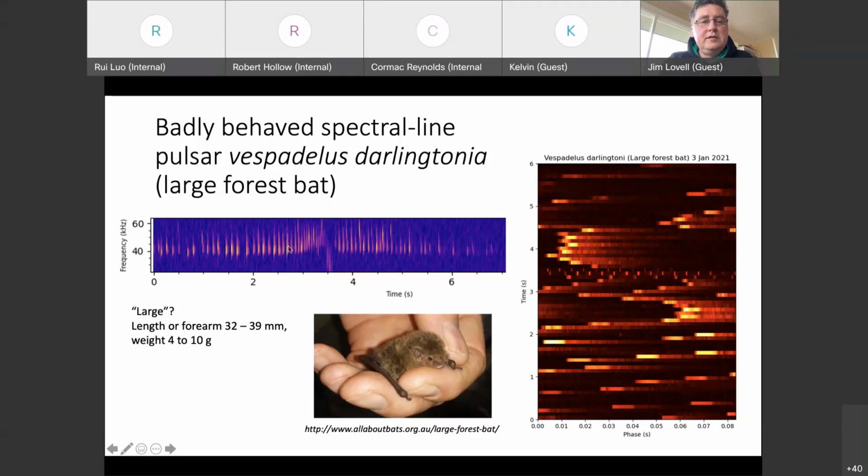So it increases its rate of calls as it's found an insect, to find it and eat it. And this is probably when it's grabbed it here, and then flies on, still doing its ranging. This particular bat is a large forest bat, but it's only somewhere around about 10 grams and very small, as you can see from the photo. So these are very small creatures.